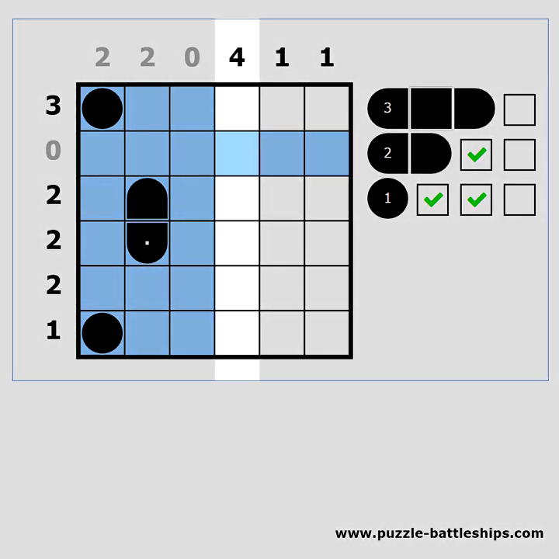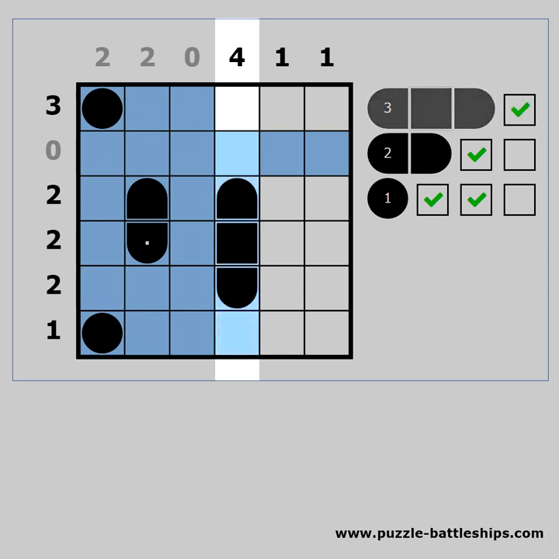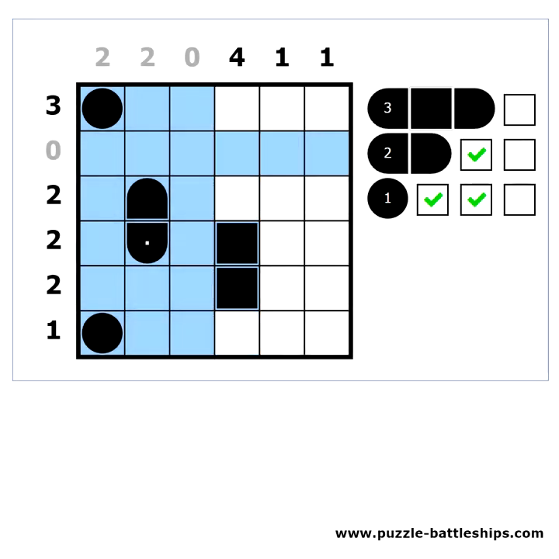The only place it could fit is on the column with 4 at the top. We can position it either like this, or like this. In both cases the middle two cells are always black. We can mark the cells alongside the ship as water. And the diagonal cells as well.